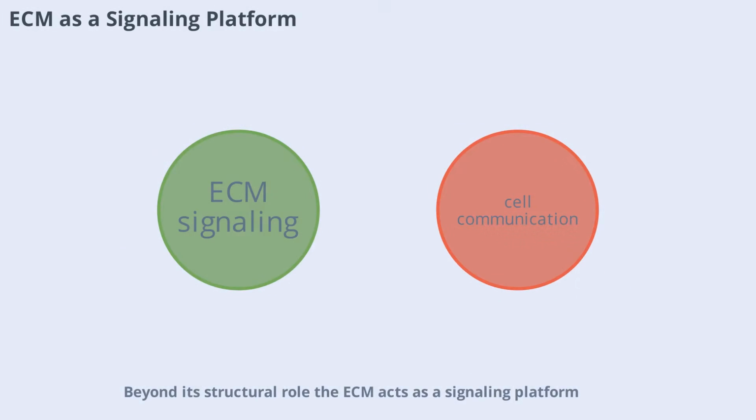Beyond its structural role, the ECM acts as a signaling platform, influencing cell behavior through biochemical cues. Proteins in the ECM can bind to receptors on cell surfaces, triggering pathways that control cell growth, survival, and movement. In cancer, these signals are often hijacked to promote tumor progression. For example, certain ECM components can activate pathways that help cancer cells resist cell death or become more invasive. This signaling function makes the ECM a target for innovative cancer therapies.